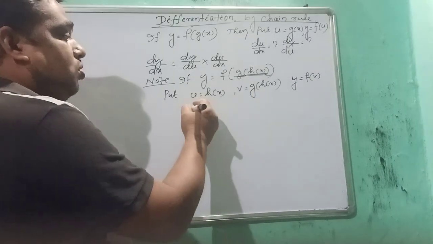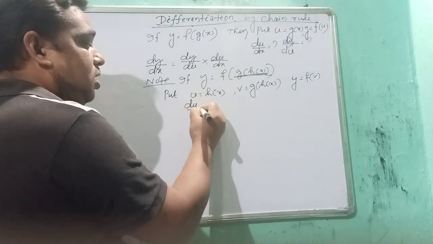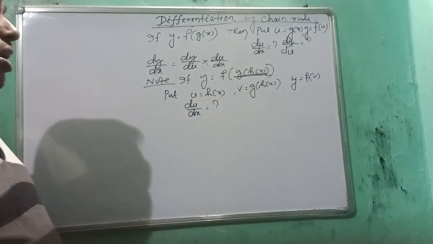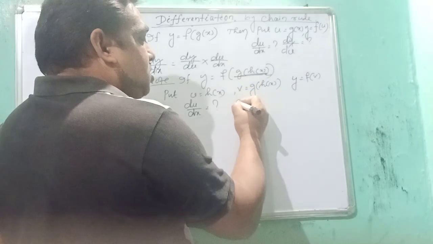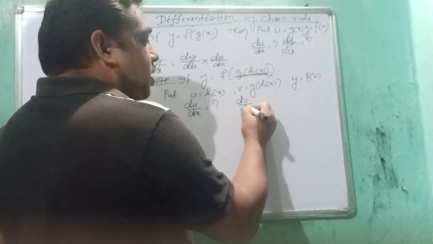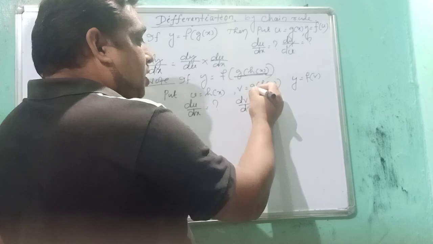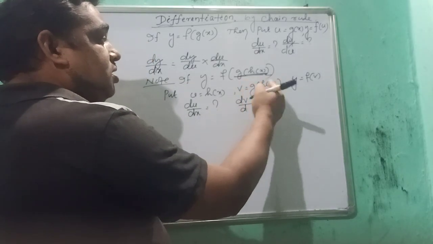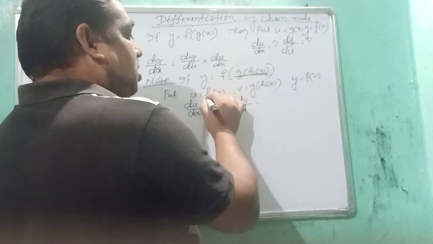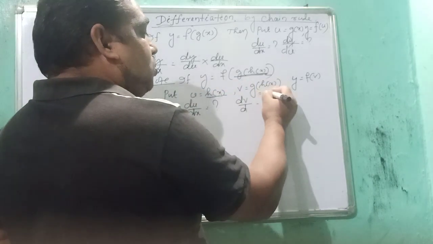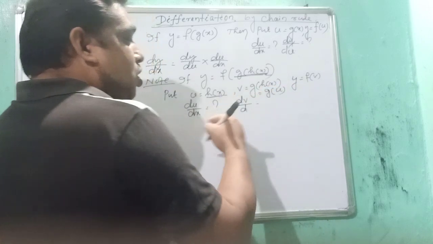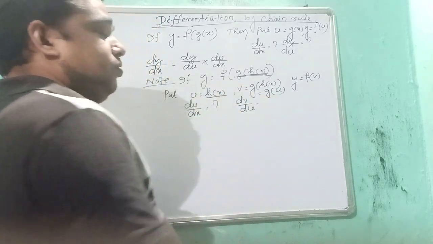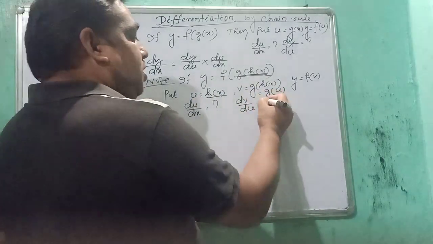Then u is equal to h(x) means you have to find du by dx. Here v is equal to g of h(x) means you have to find dv by dx. g of h(x) means, what is h(x) here? h(x) is taken as u, so you have to write g of u. So in this case you have to find dv by du. Now solve it.